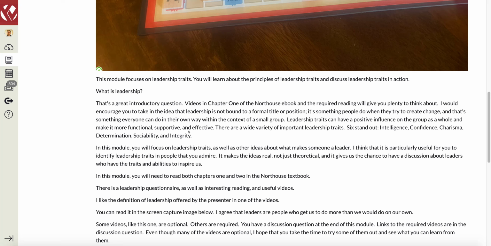And so this concept that leadership in a small group is something where people bring their traits and those traits have influence. Well, that's an important concept that I really want you to focus on from the start.